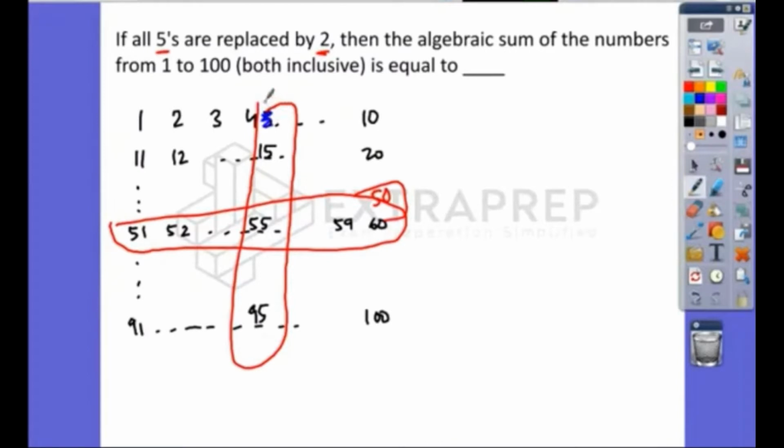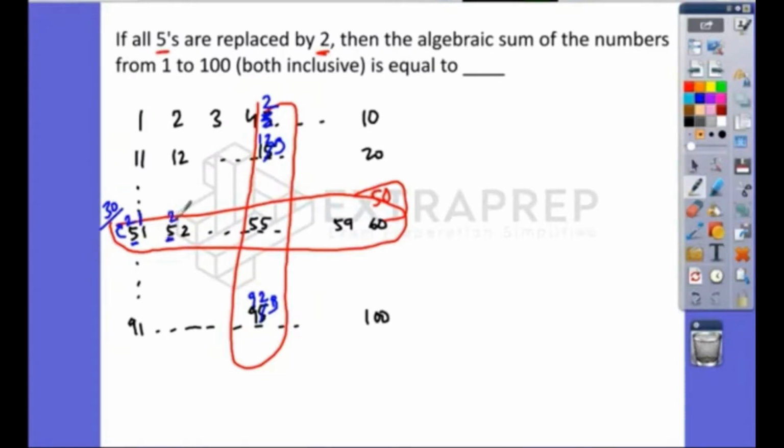So if this 5 is removed and I put 2 there, what is happening? There is a decrease of 3, right? Instead of 15, if I take this 5 and put 2 there, it becomes 12. From 15 to 12, there is a decrease of 3 again. So in place of 95, 5 is replaced by 2 and I get 92. There is a decrease of 3. So when 5 is replaced in the units place, there is a decrease of 3. And when 5 is replaced in the tens place, see, in place of 50, if I put 2 here, I get 20. So how much decreased? There is a decrease of 30.